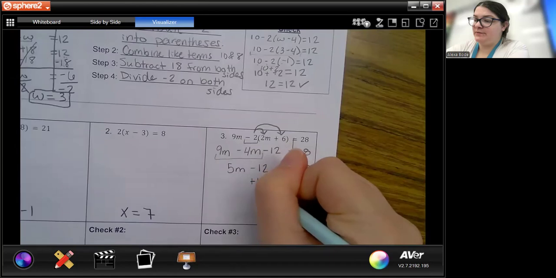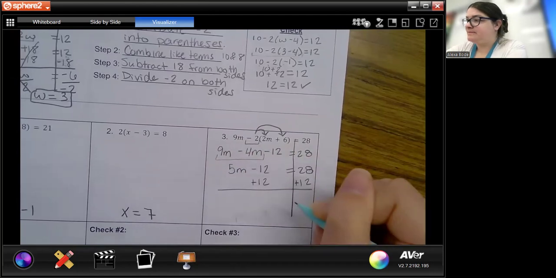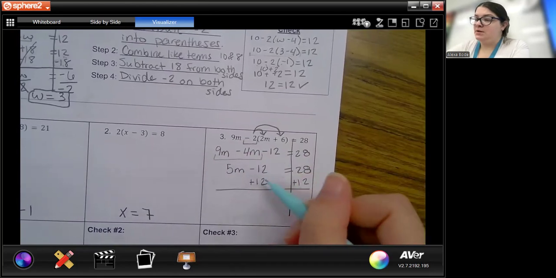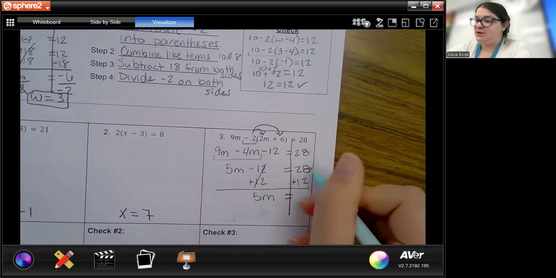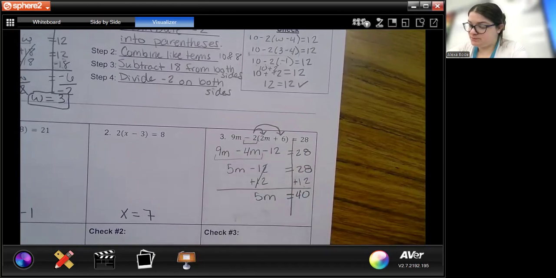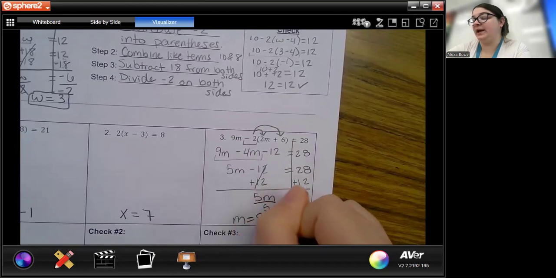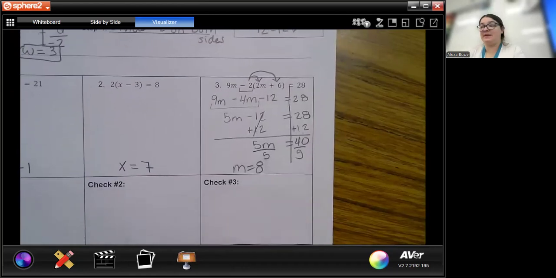Then I want to add 12 to both sides. -12 plus 12 cancels out, leaving me with 5m on this side. 28 plus 12 is 40. I found my mistake. And then divide 5 on both sides, and m does equal 8. M does equal 8. I was correct. The first time I made my mistake when I checked my work. So that's also something that can happen with checking.